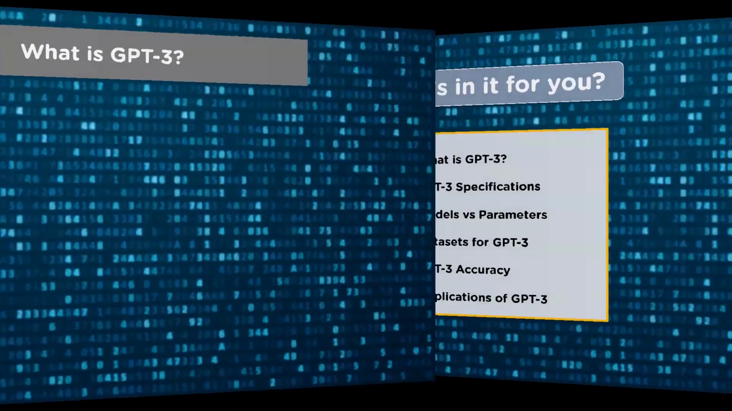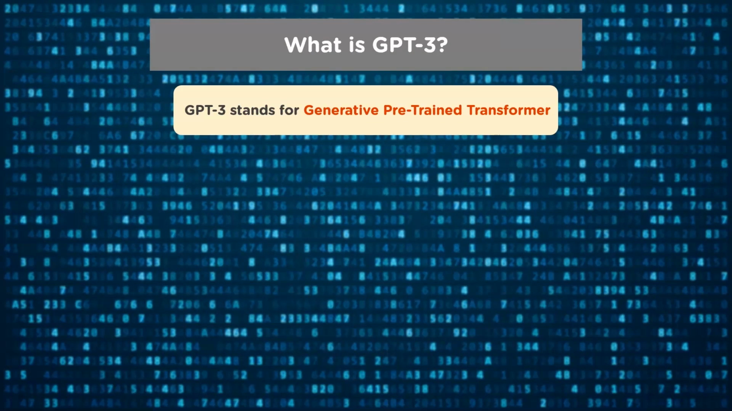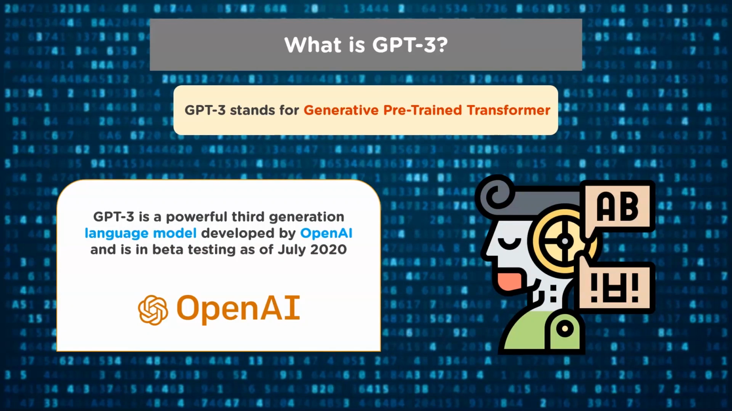So let's begin by looking at what is GPT-3. GPT-3 actually stands for Generative Pre-trained Transformer. It is a powerful third-generation language model developed by OpenAI, which is an artificial intelligence company based out of San Francisco, California. GPT-3 is in beta testing as of July 2020.